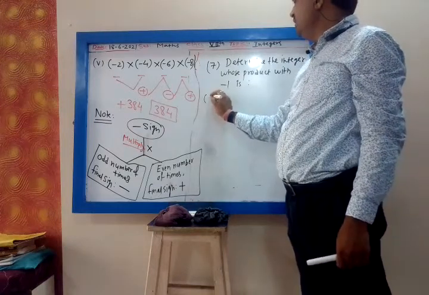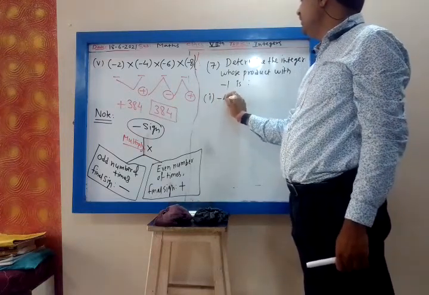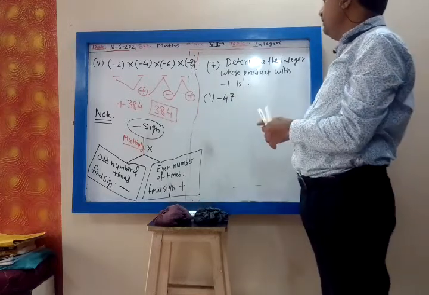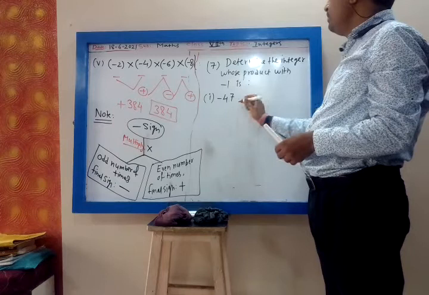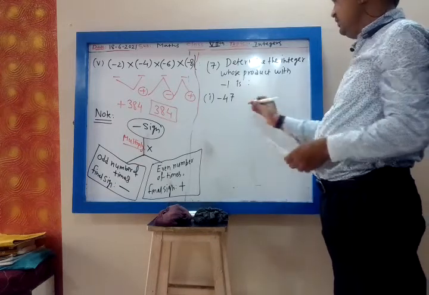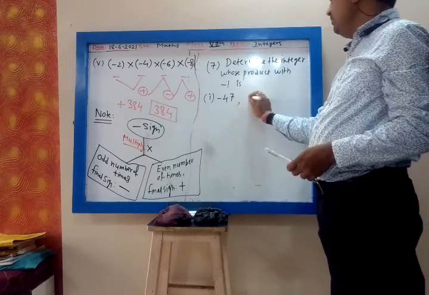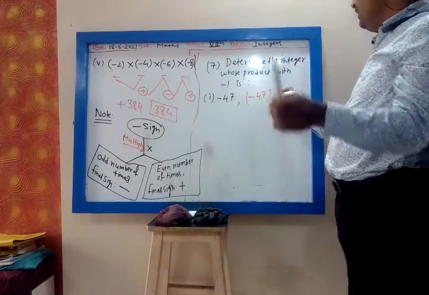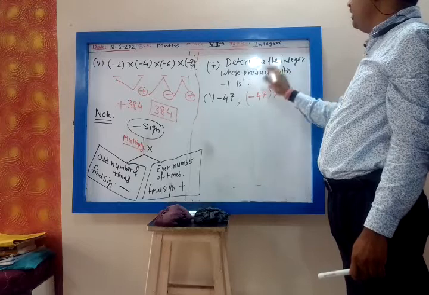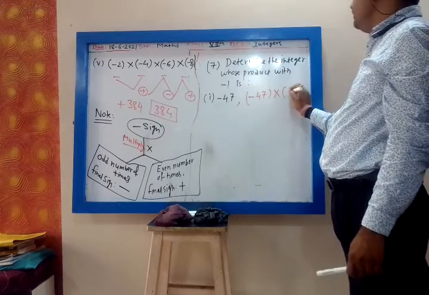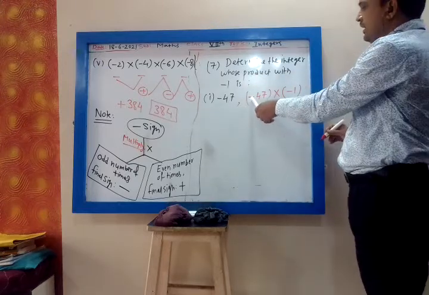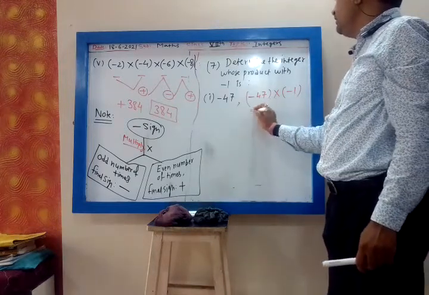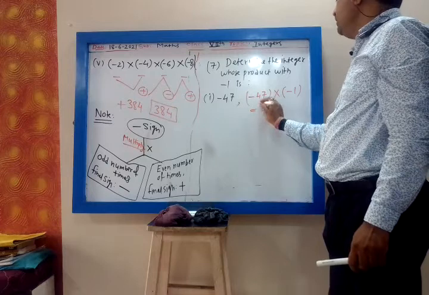First, minus 47. You have to find the product of minus 47 with minus 1. So what will you get? Tell me. You will write minus 47; product means multiplication with minus 1. Now minus into minus is plus. 47 into 1 is 47. Answer is plus 47.